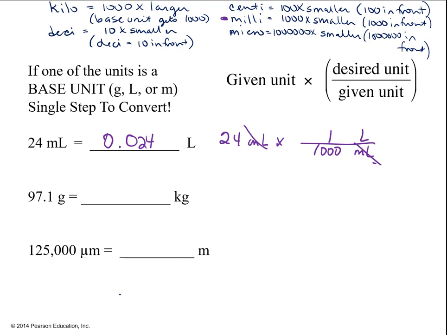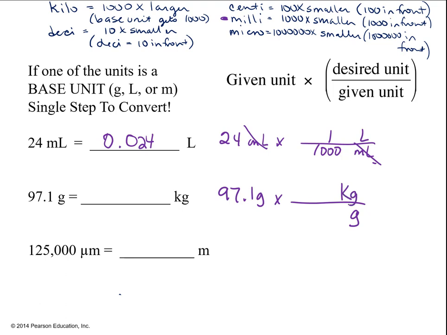What about this one? 97.1 grams is how many kilograms? What do you put down first? 97.1 grams. And then times and a line. What unit am I going to put on the bottom? Grams. Whatever you're given, put that on the bottom first. And now, what do I put on top? Kilograms.